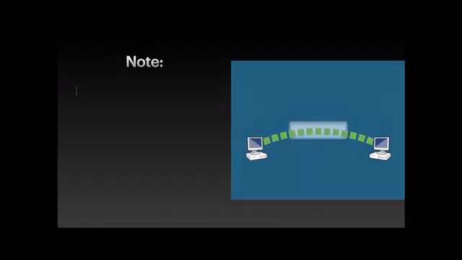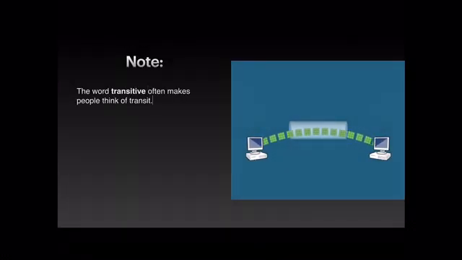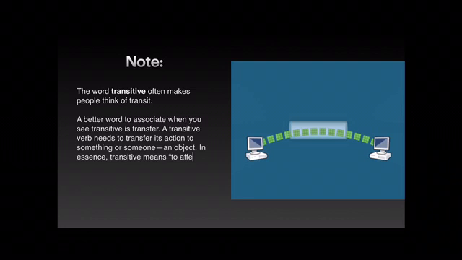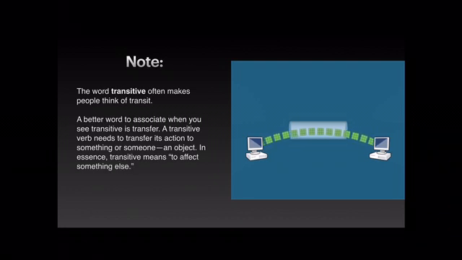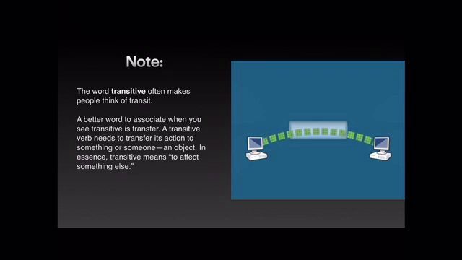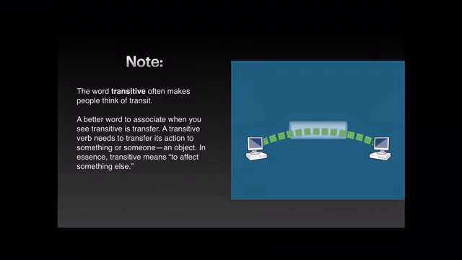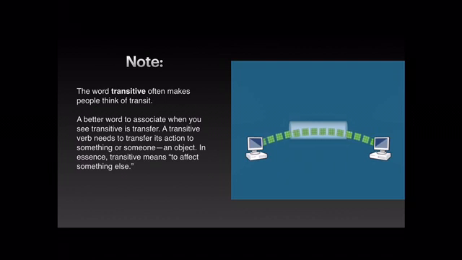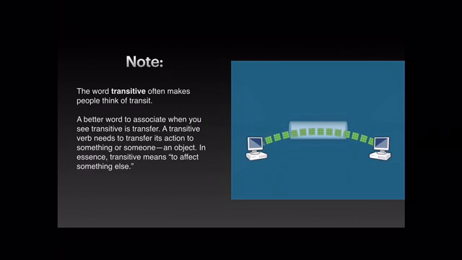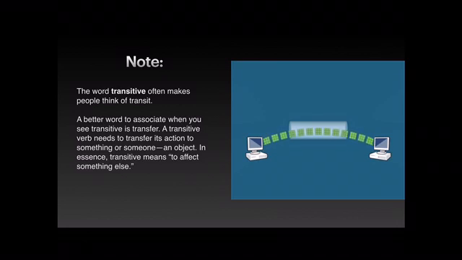Commonly, we think about transitive and associate this word with transit. But to make it easier to remember, let's think about it like transferring. That means transferring from point A to point B, or to affect something else. All right? This is the action that we can associate to identify transitive verbs. It will be easier to remember if we think about transferring the action to the object.